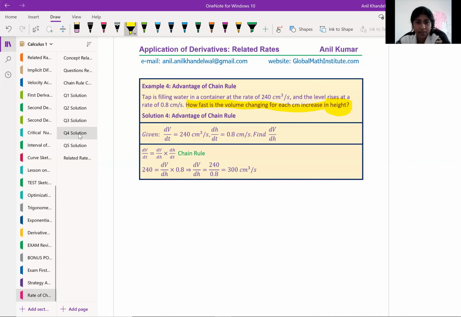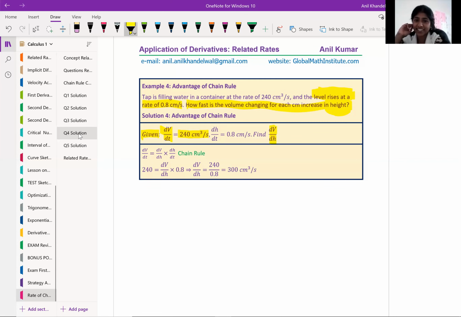Okay, so I would start by writing, so we're given the rate, but because it says centimeter cubed, I know it's going to be volume over time. So dv over dt equals 240 centimeter cubed per second. Perfect. Okay, and then I would write what they're asking. So how fast is the volume changing for each centimeter increase in height? So I'll write dv over dh, and then that's a question mark because we need to find that. Correct. That's the middle part.